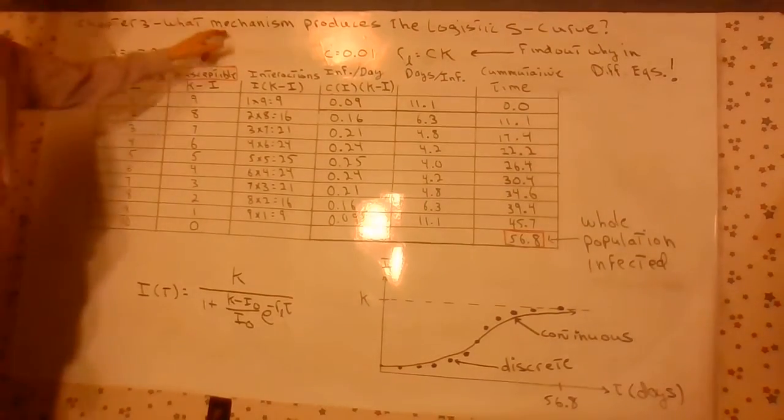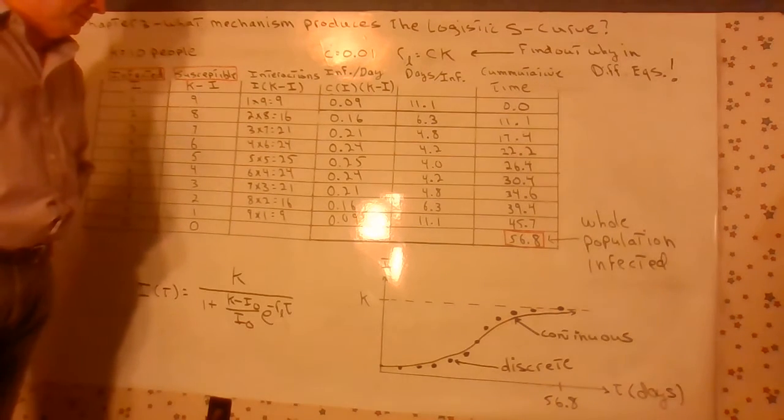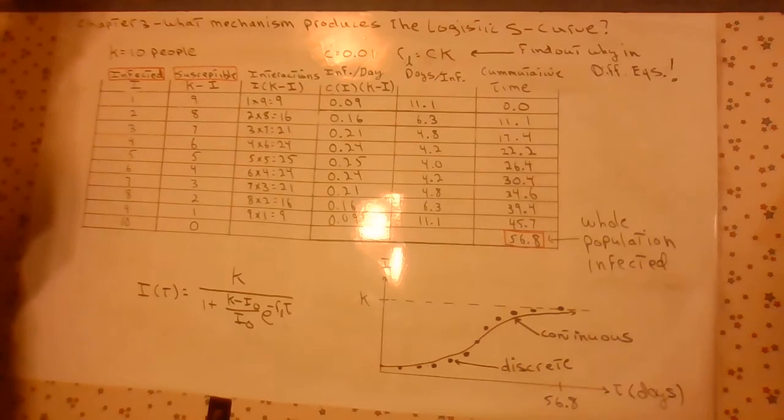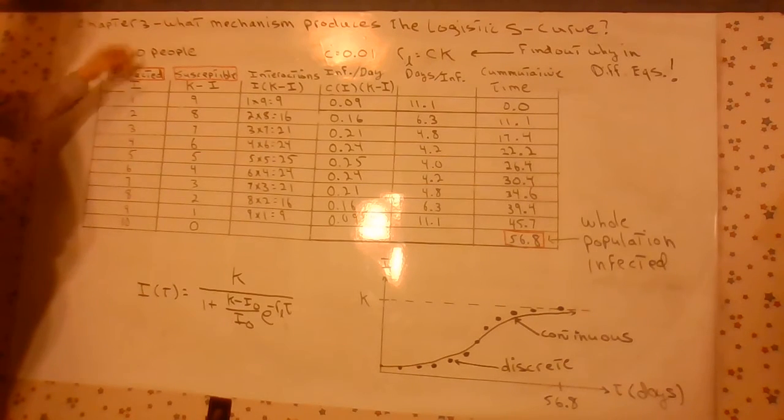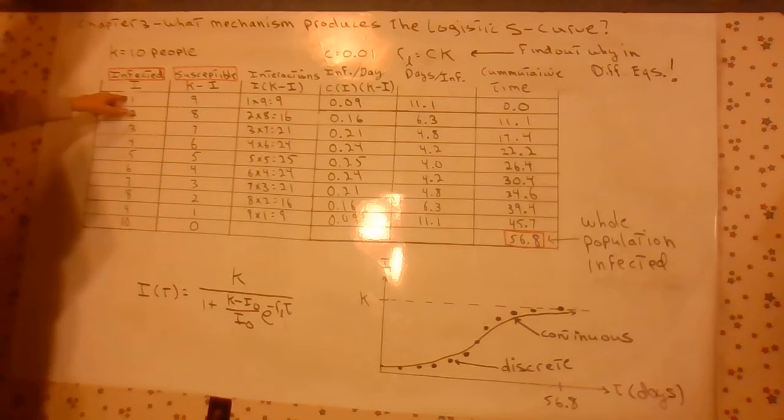Chapter 3, what mechanism produces the logistic S-curve? We're going to take an arithmetic look at what happens when we have logistic growth. Suppose we have 10 people, K is equal to 10, that's the maximum infectable population. And suppose we introduce one infection.